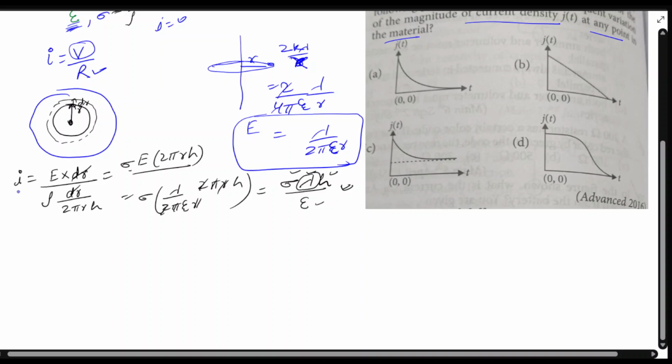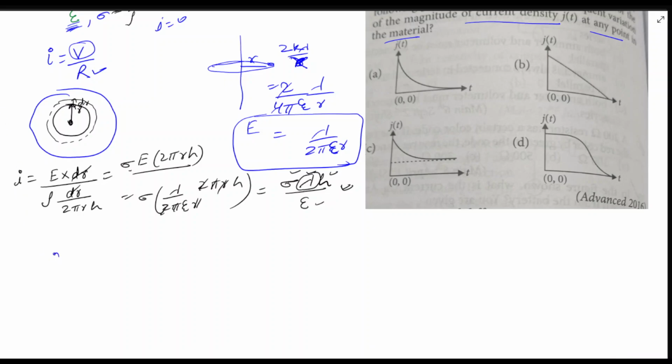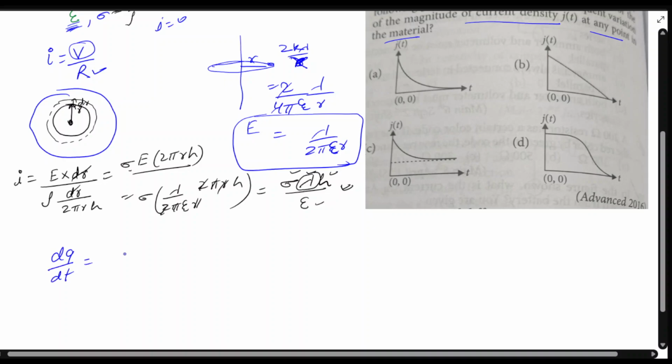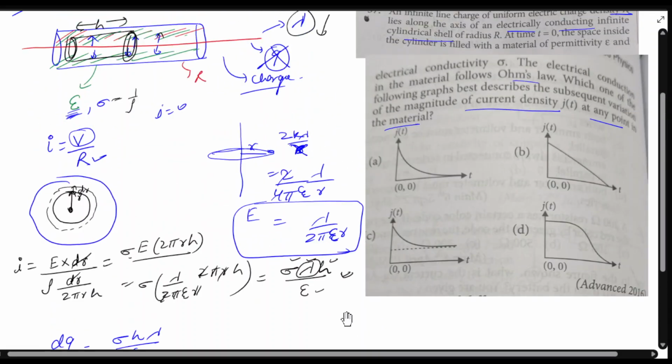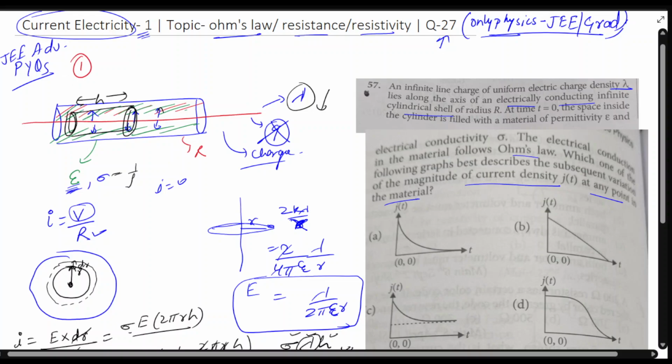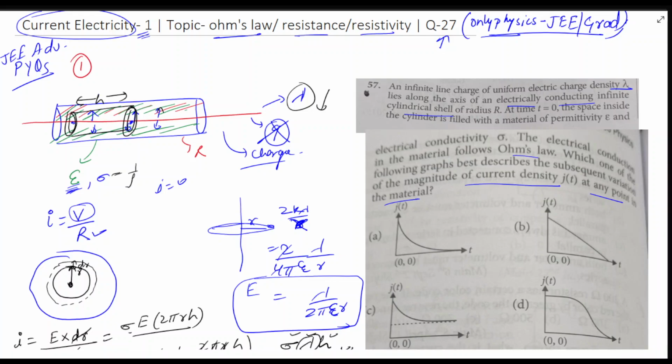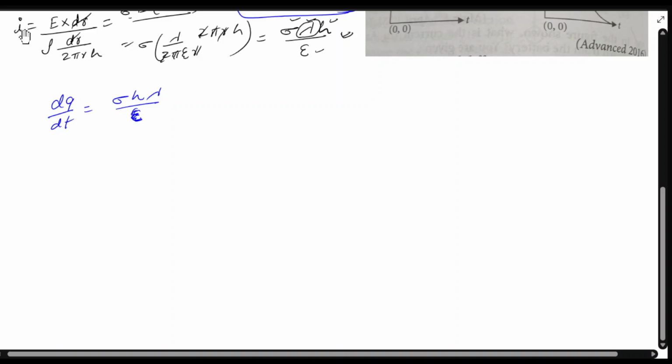Right. So look, we have current and we can write current as dq by dt. This will be equal to sigma h lambda upon epsilon. Now, what can you write q? So q for this integrating element. This was our integrating element, right? Now look how much length it is having. So it is h. So the charge this wire will be having is lambda into h.